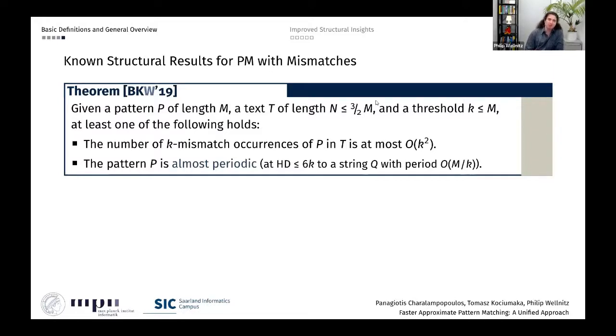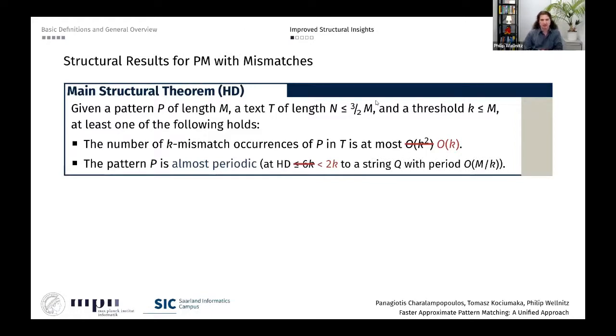Co-authors and I showed that for a pattern and a text, one of the following things is true: either we have only k-squared k-mismatch occurrences, or the pattern is almost periodic already. Then there are some additional insights into the almost periodic case, which I'll skip for now. If you look at this theorem, it may not look optimal to you. And in fact, we can tighten this in the following sense. This is what we did in this work.